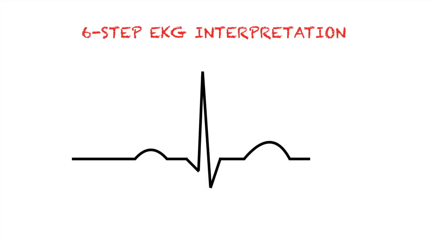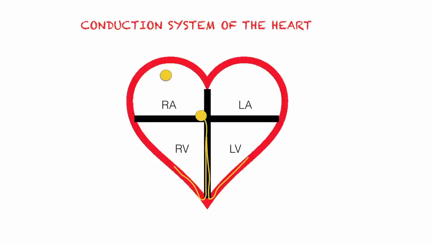Before we talk about the actual steps, we're going to discuss important concepts that will help us have a better understanding of what's going on inside the heart as it generates a heartbeat. The first concept is the conduction system of the heart. The conduction system is pretty much these special cardiac cells that are responsible for conducting signals that cause the heart to contract.